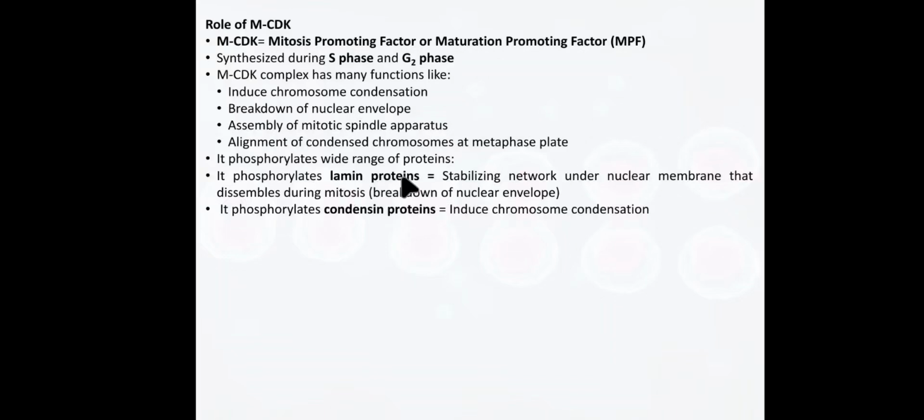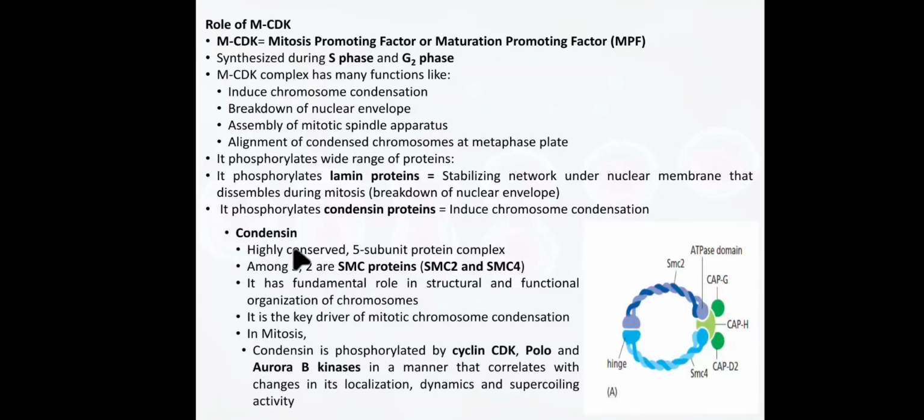Among them, it phosphorylates lamin protein, which helps in breakdown of nuclear envelope, stabilizes the network under the nuclear membrane that disassembles during mitosis, and it phosphorylates condensin protein, which induces chromosome condensation. So condensin is highly conserved. As I said, it is a 5 subunit protein complex. Among them, SMC proteins are important. See, SMC2 and SMC4. It has a fundamental role in structural and functional organization of chromosomes.